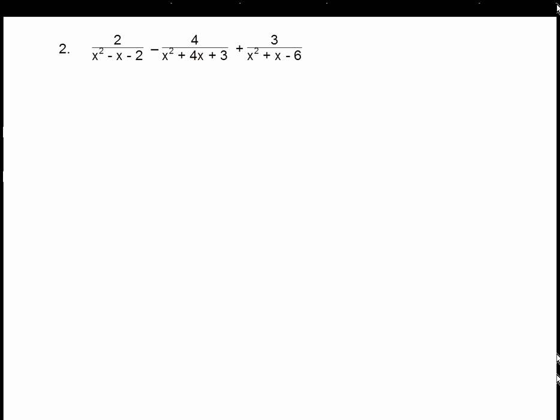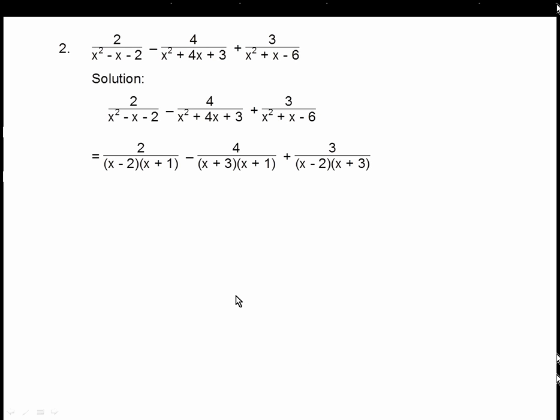Number 2: I have 2 over x squared minus x minus 2, minus 4 over x squared plus 4x plus 3, plus 3 over x squared plus x minus 6. I need to factor each one of these denominators. The first one factored is x minus 2, x plus 1. The middle denominator factored is x plus 3, x plus 1. And the last denominator factors as x minus 2, x plus 3. So I've factored all my denominators.